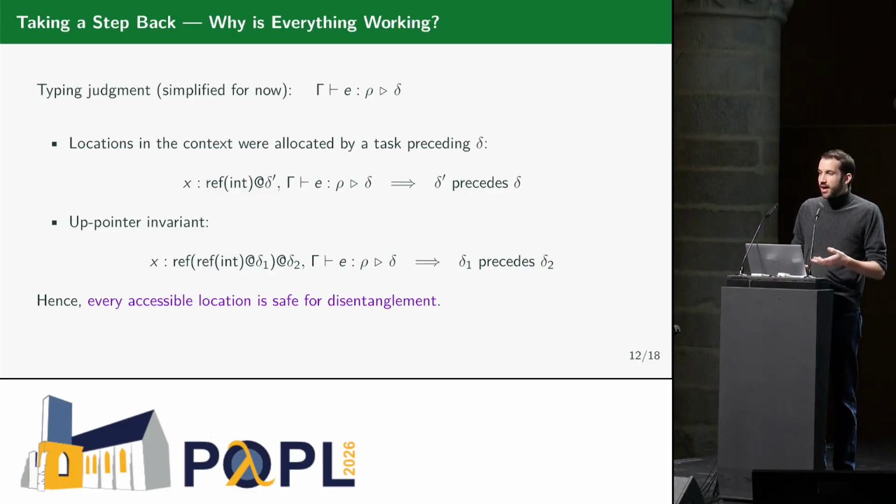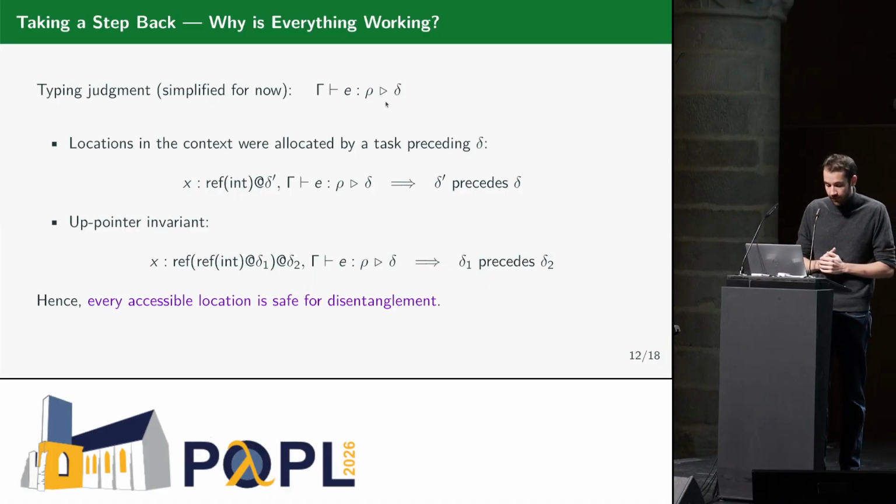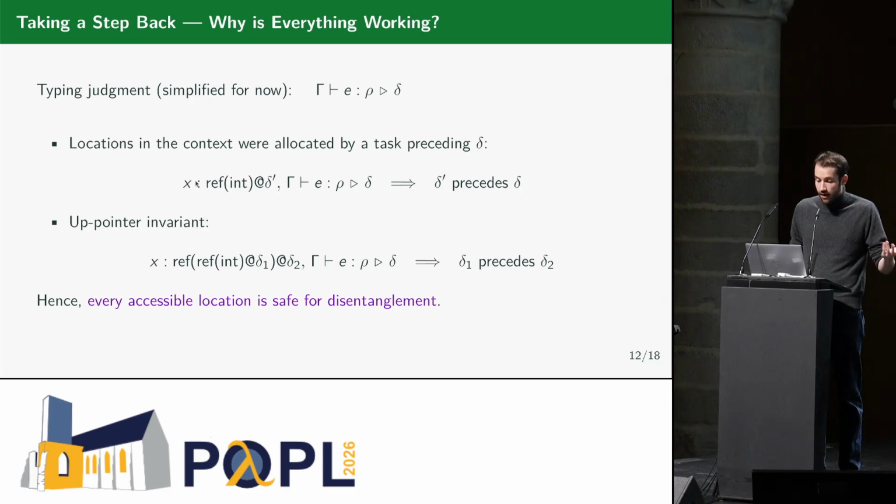Okay, now if we try to take a step back, why is everything working? We have a typing judgment, which is simplified for now. We have a typing environment, gamma, the expression being verified E, the type rho, and the current timestamp delta. And really, in the proof, we need two key invariants. The first one is that locations in the context were allocated by some preceding task. For example, if in our context we have an x of type ref int at delta prime, and the current timestamp is delta, we know that delta prime is somewhere before us, so delta prime precedes delta.